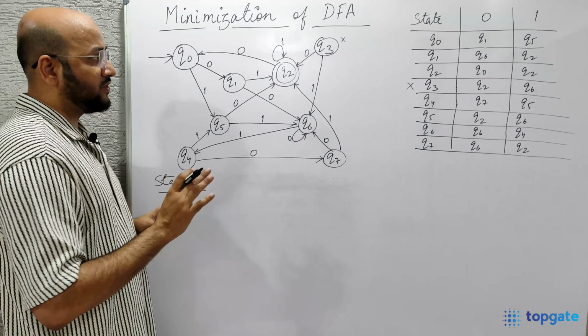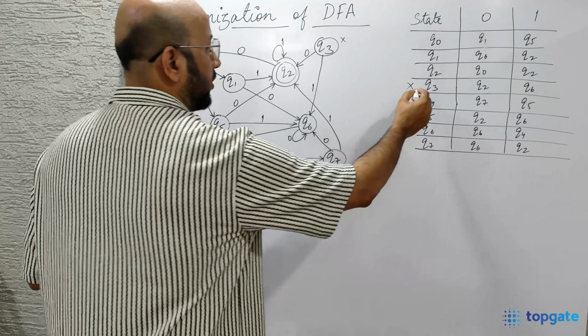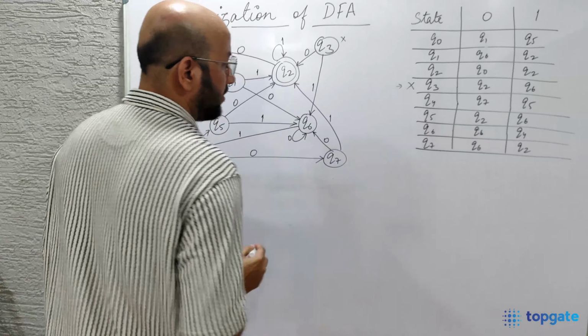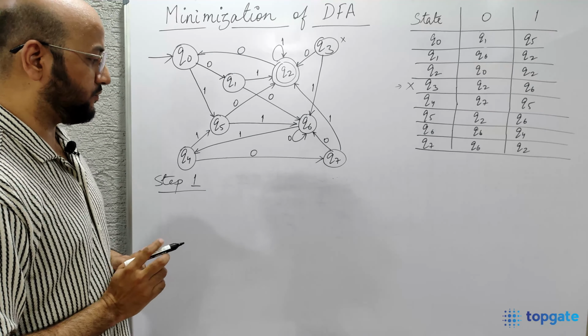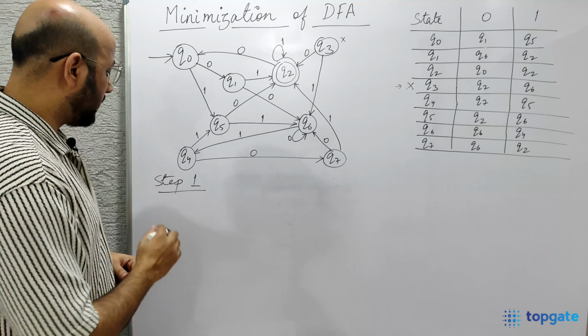So all the states are reachable except this state Q3. Therefore, I will not consider this particular state in the minimization of the DFA. That is your step 1. Now step 2 says that I have to divide these states into 2 sets. The first set will contain the final states and the second set will contain the non-final states. That is called the equivalence of the states.